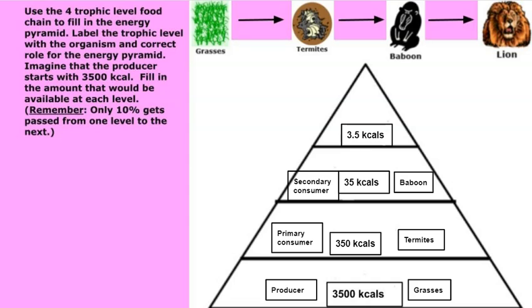Not very much. Not very much for that lion. It's got to eat a lot. It's got to eat a lot of those baboons to get the energy it needs. Its pride has to consume a lot to get the energy they need. So it's the tertiary consumer, and of course it's the lion.